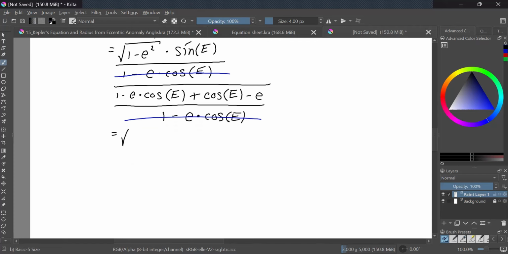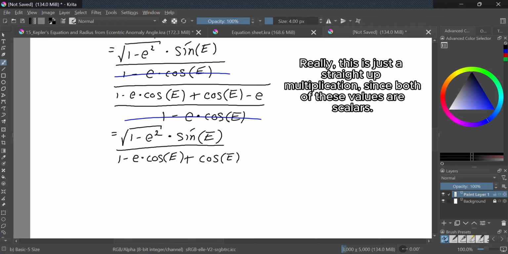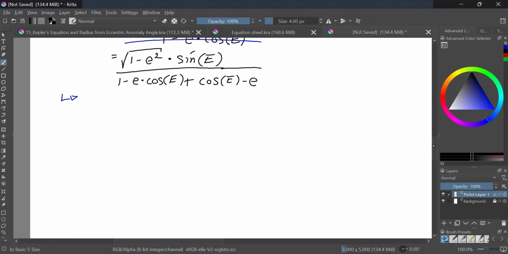So now we have the square root of 1 minus the eccentricity squared times the sine of the eccentric anomaly angle, over 1 minus e, dotted with cosine of e plus e cosine of e minus e. All right. So that's a lot easier to deal with. And it'll be a lot easier once I tell you this next part.